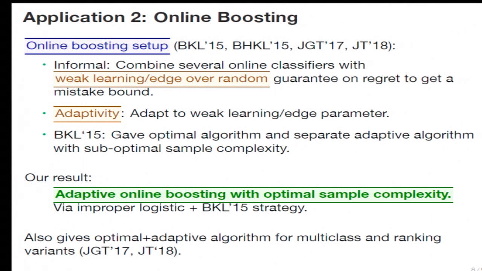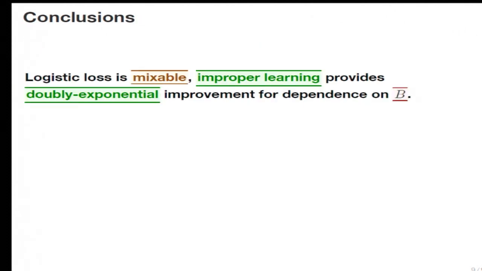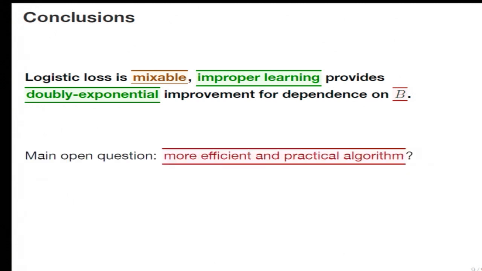Okay? So just to summarize, the logistic loss is one mixable, so that's how you should think about it. If you do this, then you can get a huge improvement in dependence on B by doing improper learning. The open problem we're most interested in is, can we get a more efficient and practical algorithm? Can we get the runtime down to something similar to online Newton step rather than having to do, say, hit-and-run to implement the algorithm?